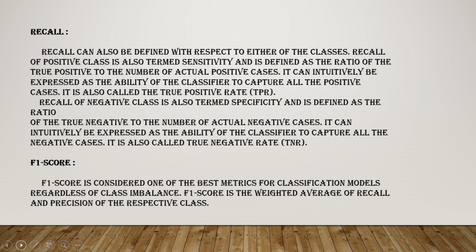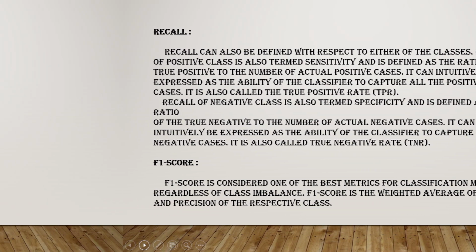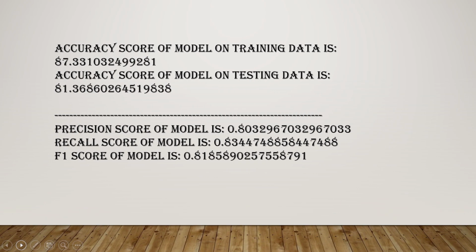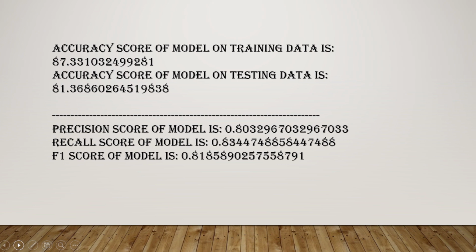Next, F1 score. F1 score is considered as one of the best metrics. F1 score is the weighted average of recall and precision of the respective classes. Here are some values of the accuracy score of the model on training data and testing data. Next, precision score of the model, recall score values and F1 score values.